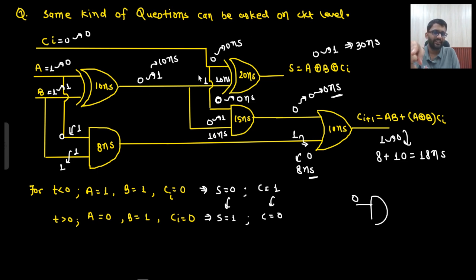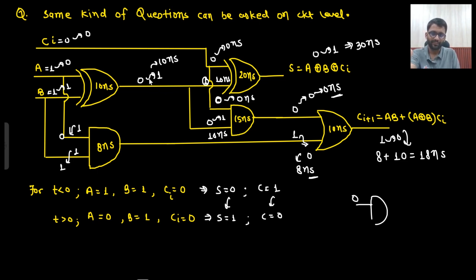What about this one? This one is changing at 10 nanosecond. So this one is stable at 1 at 10 nanosecond. So this one has to wait for that one, right? Because the output of this is changing. Output of this is 1. So it is changing from 0 to 1. So this one will be waiting for that one. So 10 plus 20, 30 nanosecond.